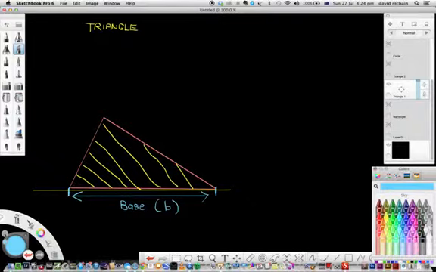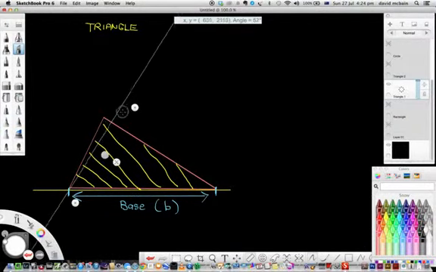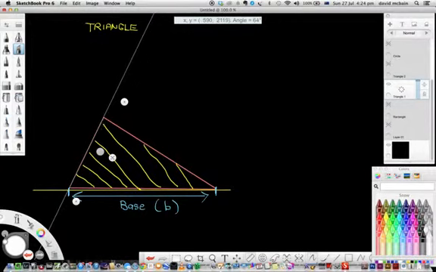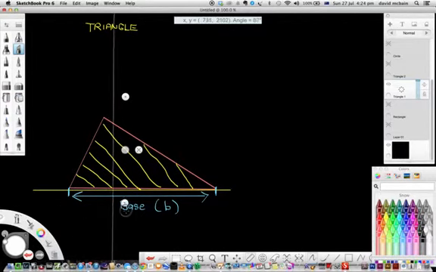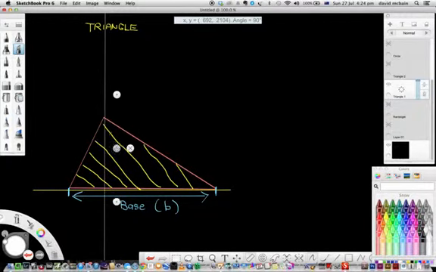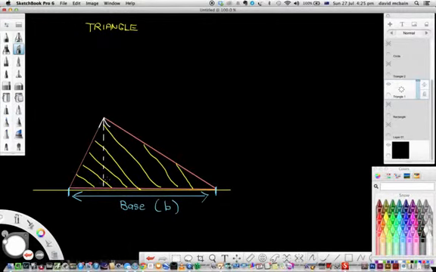The other measurement we need for a triangle is its vertical height. And what I mean by that is not the height of the angle or the slant there, but the vertical height. So in other words, its height straight up and down. So you draw a line to the highest part of the triangle, and the line may have already been drawn for you, but that line there represents the height of our triangle. So we'll call that H for height.